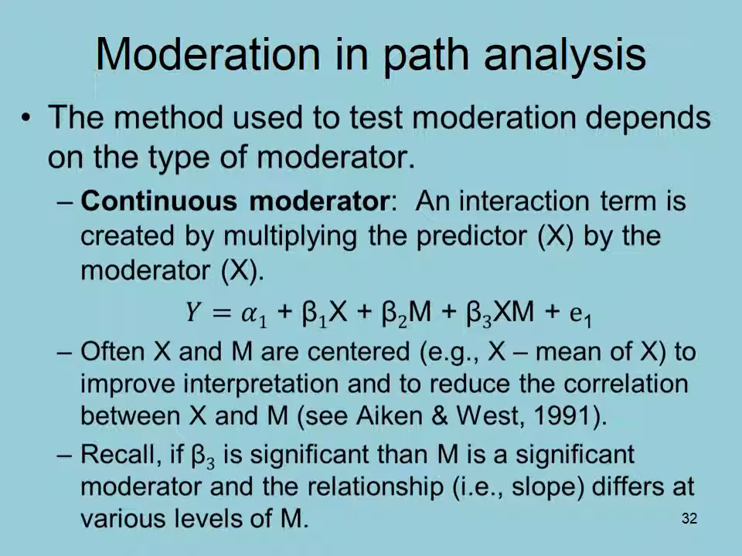In the equation here, you have y equals alpha 1. Of course, alpha 1 is your intercept, plus beta 1 x, which is your predictor variable, plus beta 2 m, which is your moderator variable, plus beta 3, which is the product of x and m. Now, if it's a significant moderation effect, beta 3 would be significant. Remember, beta 1 is a main effect, as is beta 2. Recall that if beta 3 is significant, that means you have a significant moderation effect, and the relationship between x on y differs at various levels of m.